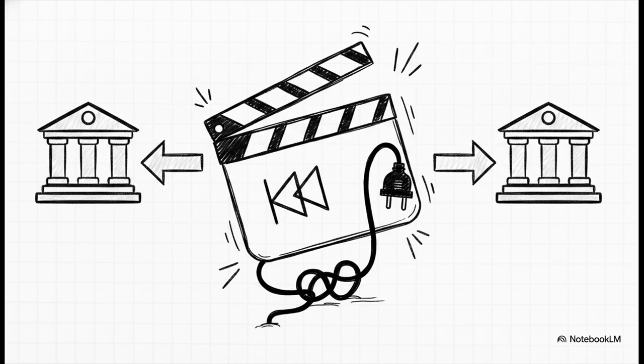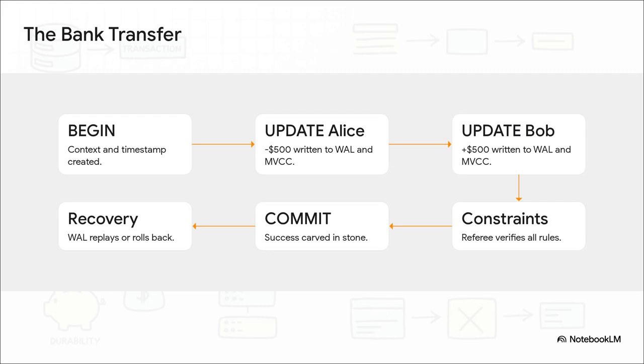All right, let's bring this whole thing together. We're going to go back to that opening scenario, that $500 bank transfer where the power cord got tripped. Armed with all our new knowledge of ACID, the write-ahead log, and MVCC, let's run that exact same transfer in slow motion and see exactly how the database handles it. Okay, step 1, we hit Begin. The database spins up a transaction context and timestamps it for our MVCC snapshot.